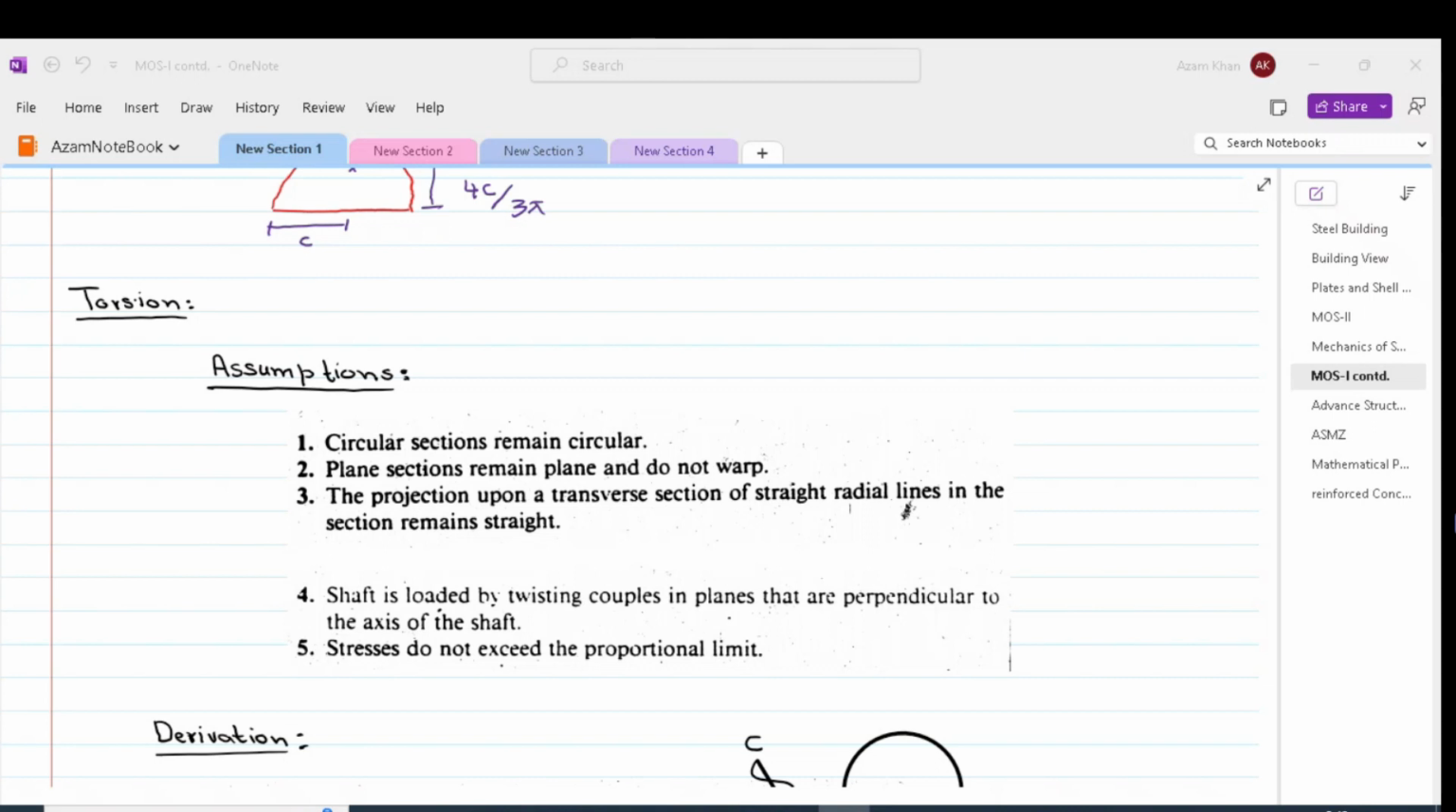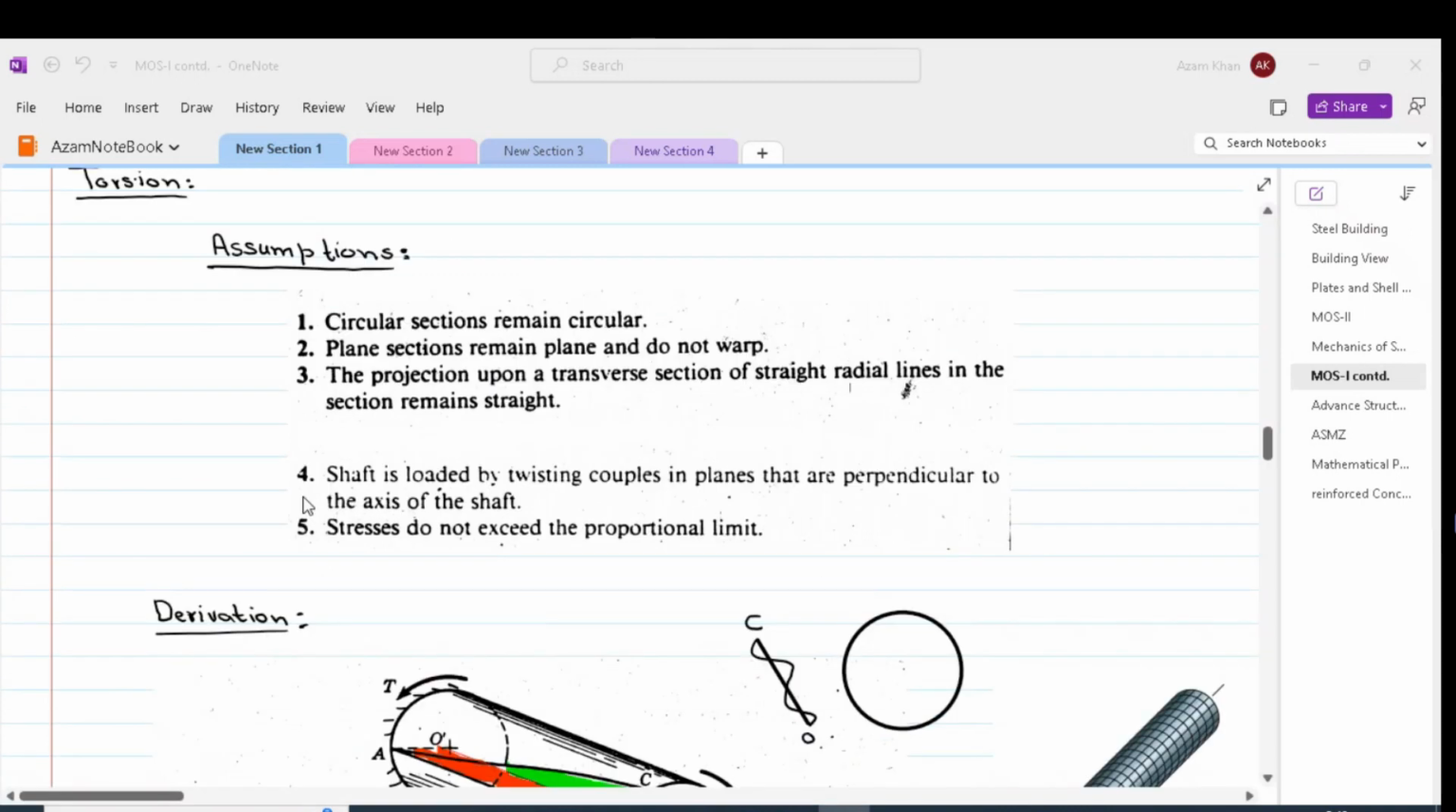wall tubes. We won't consider the twisting of non-circular shafts because that is a complex subject and that is related to advanced structural mechanics. We will start off our presentation with some assumptions based on which we will derive the well-known torsion formula and then try to solve problems using the torsion formula.